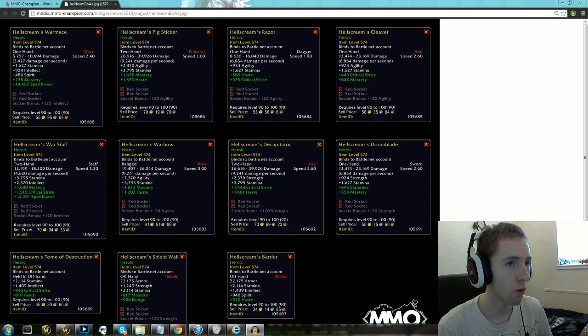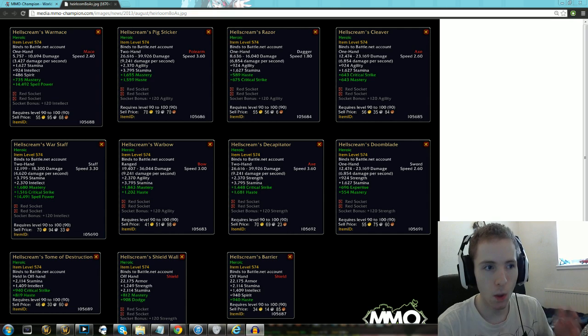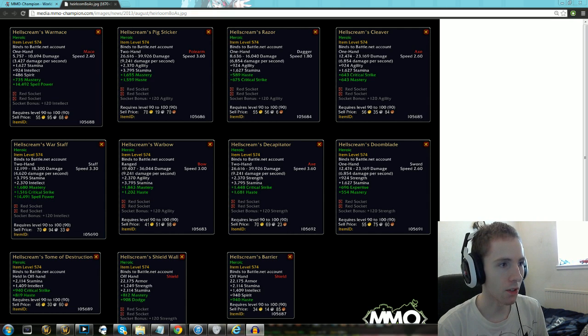There's one for everyone. There's a one-handed axe, a dagger, a polearm, a mace, a healing mace, a two-handed staff, a bow, a two-handed axe, a one-handed sword, a healing shield, a DPS offhand, and a tanking shield. So there's a weapon for every single person in the raid. It's not just one item that's a bonus for one of our alts.